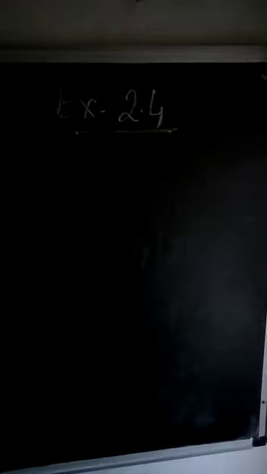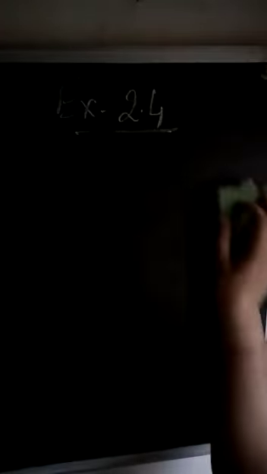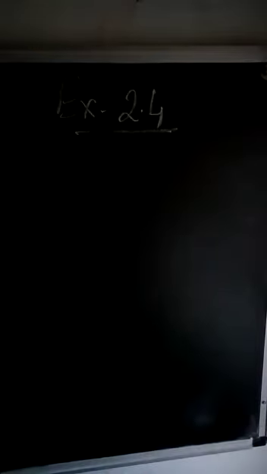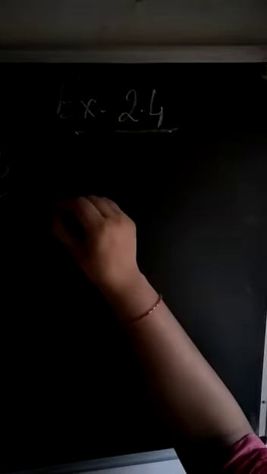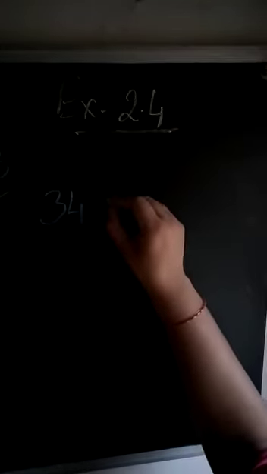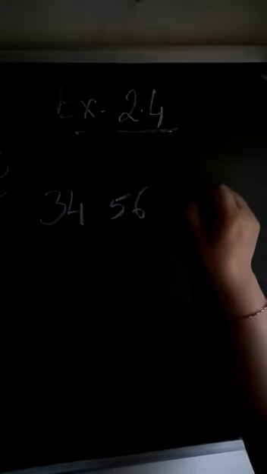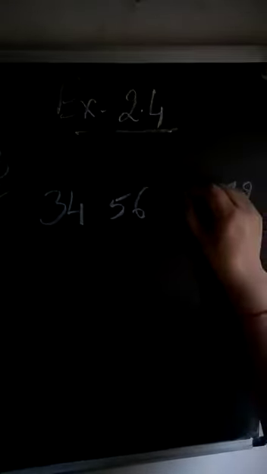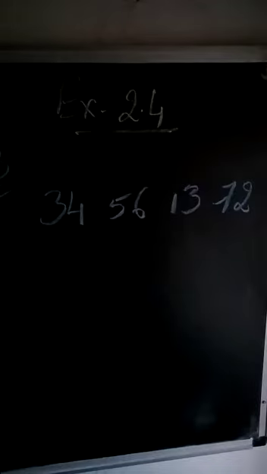Now come to the next part of the exercise, question number 3. Here they had given us numbers on the engine of a train, and we are supposed to choose the greatest number. They had given us four numbers. I will pick the second one: 34, 56, 13 and 72.